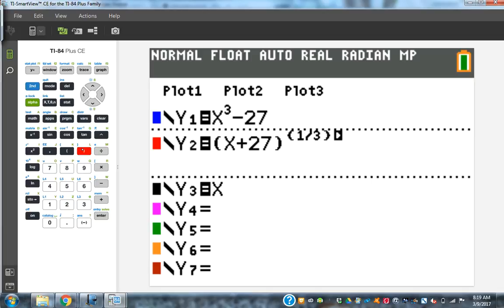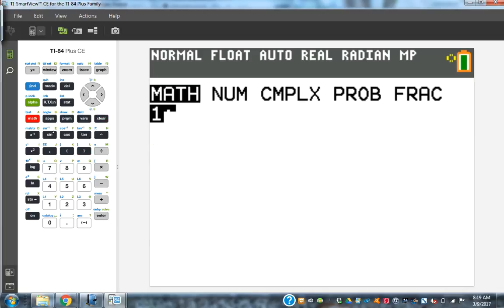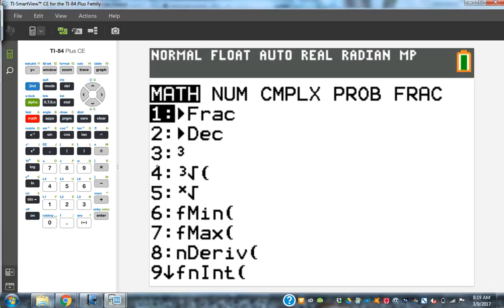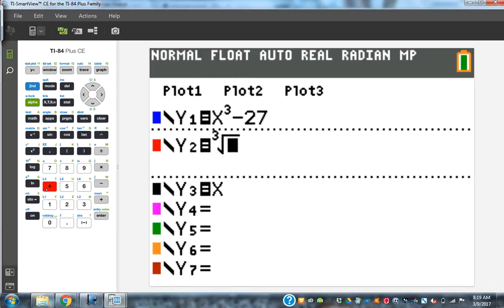I put that in parentheses for really no apparent reason, but that's one way to do that. You can do it the other way, with the cube root, by pressing math, and then 4 is actually the cube root. 5 would be any other root, like a 4th root or a 5th root. And then you could do x plus 27 there.